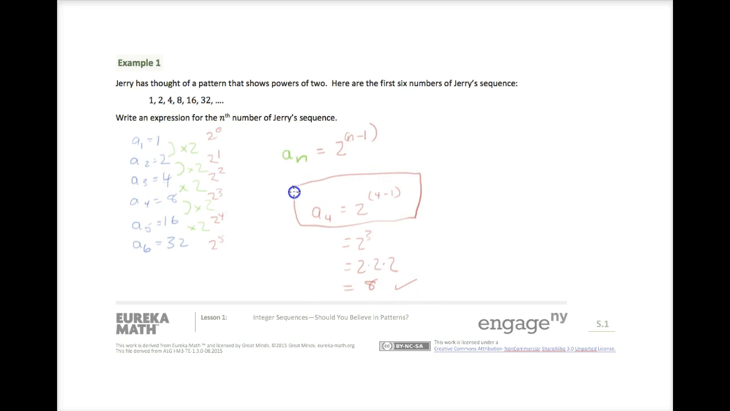So this is, whoops, that's not the one I wanted to do. Let me get rid of that, and we want to circle this one. This is an expression for the nth number in Jerry's sequence.